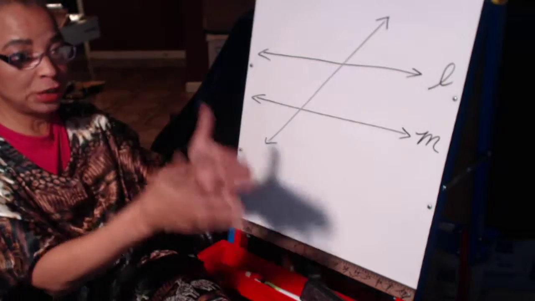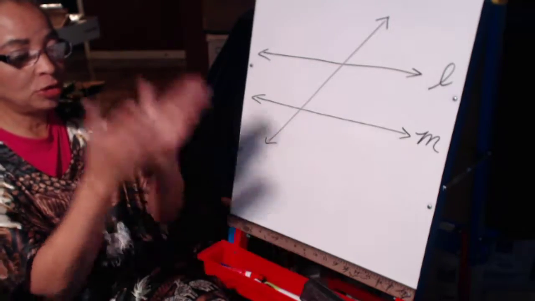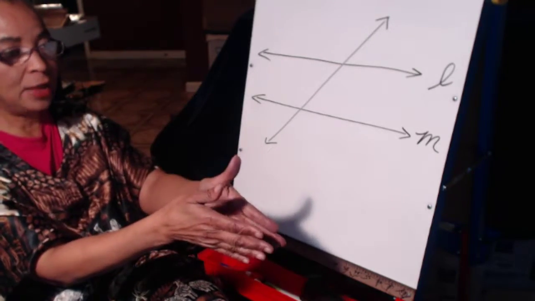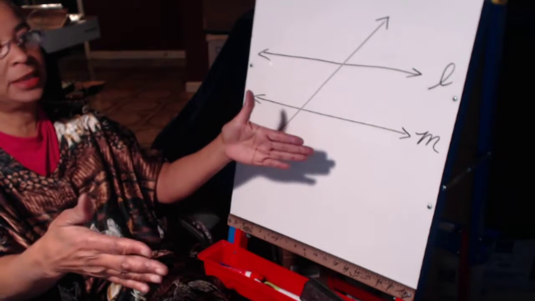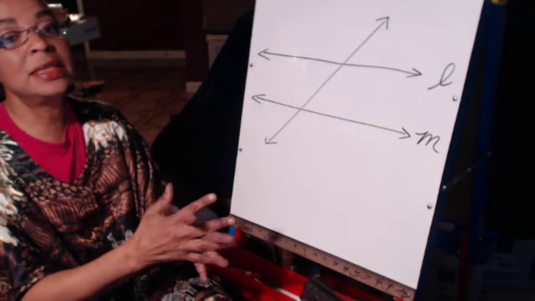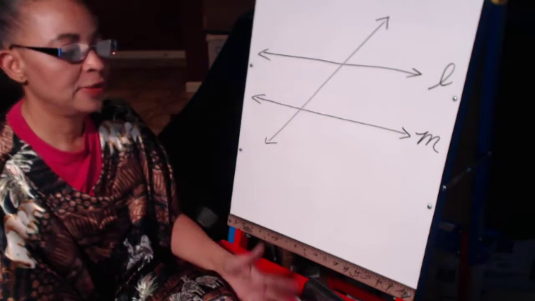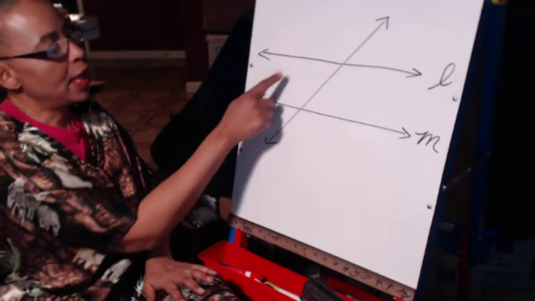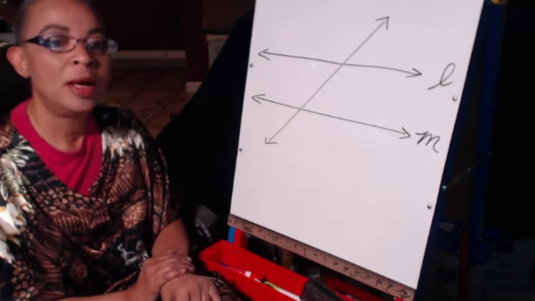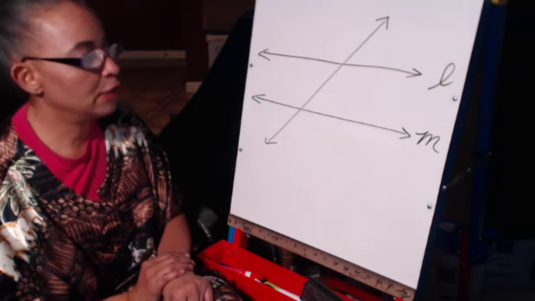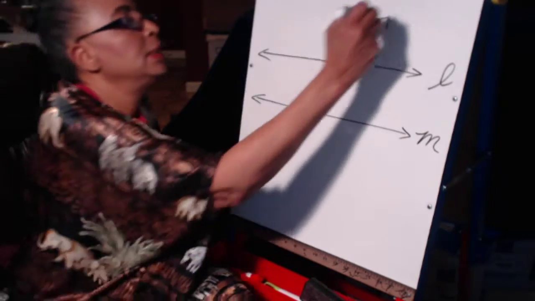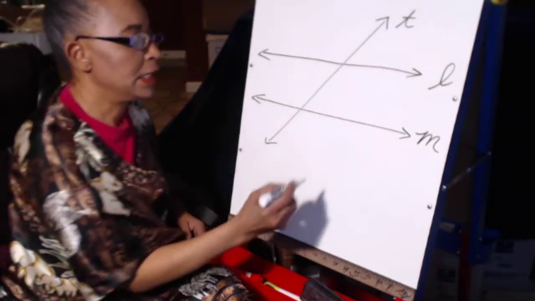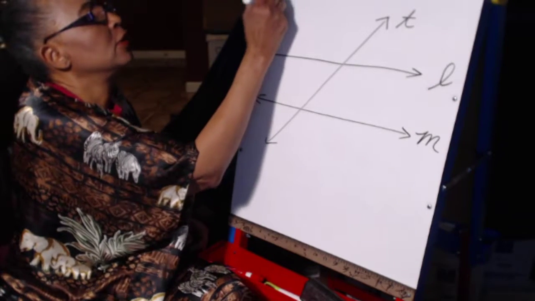Although if you're standing on the railroad track and you're looking straight down, it appears that they're coming together, but they're not. Those rails will stay the same distance apart. It's similar to a lane in traffic. Same problem. So L and M are two parallel lines, so they will never cross. And then we have this other line, T, and T is called a transversal.